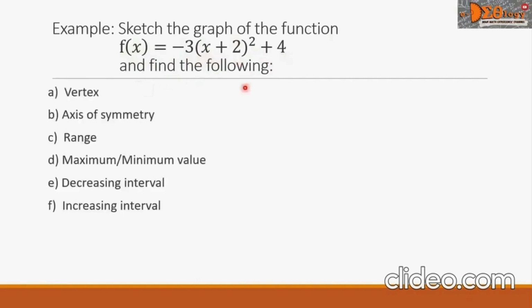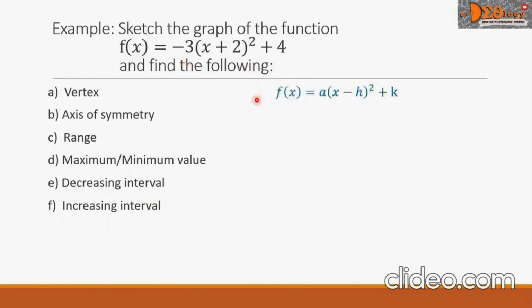Let's have an example. Sketch the graph of the function f of x equals -3 times the quantity x plus 2 squared, plus 4, and find the following. Letter A, vertex. B, axis of symmetry. C, range. D, maximum or minimum value. E, decreasing interval. And F, increasing interval.